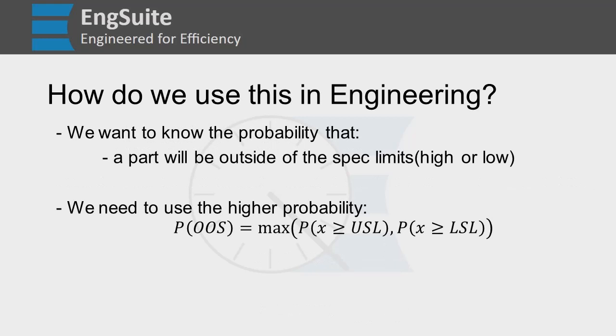Okay, so how do we use this? Since we want to know the probability the part is outside of the spec limits, either high or low, we just use the higher probability, because that is our higher probability of a failure. We just care what's the highest probability of this happening, right?